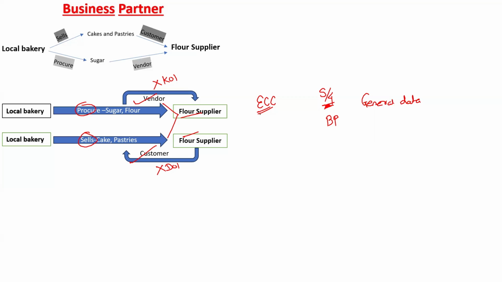So in ECC, there was a duplication of the data. And even if there is a change, suppose there is an address change for this flour supplier, we need to make sure we change it at both places, in XK01 for vendor and XD01 for customer as well. So this is the duplication of data.